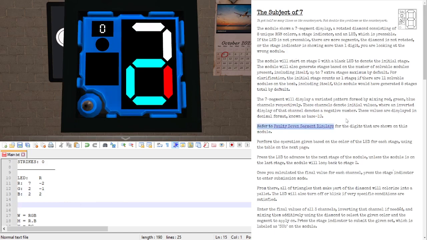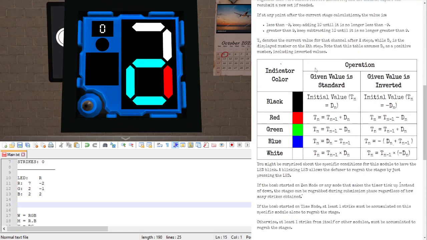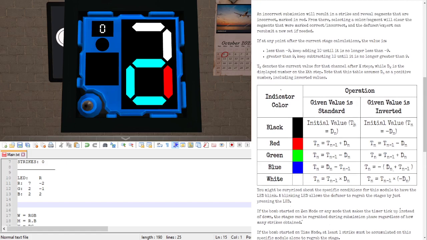And now the expert has to calculate. The calculations are determined by the color of the LED, which is either red, green, blue, or white. As I said, black is only the initial stage. And these are the calculations. Also, you can see some TN and DN. Don't be threatened by that.